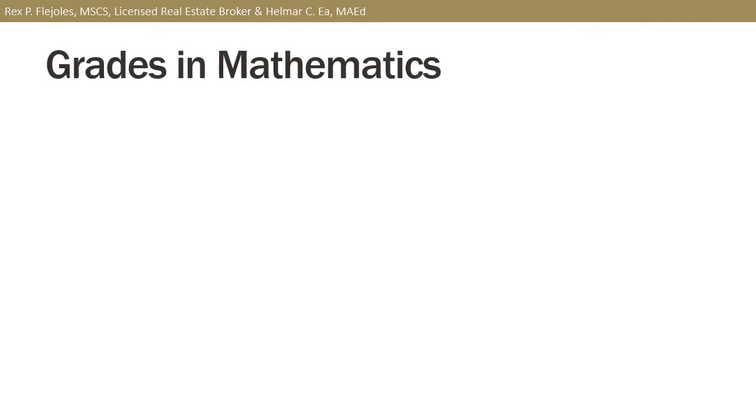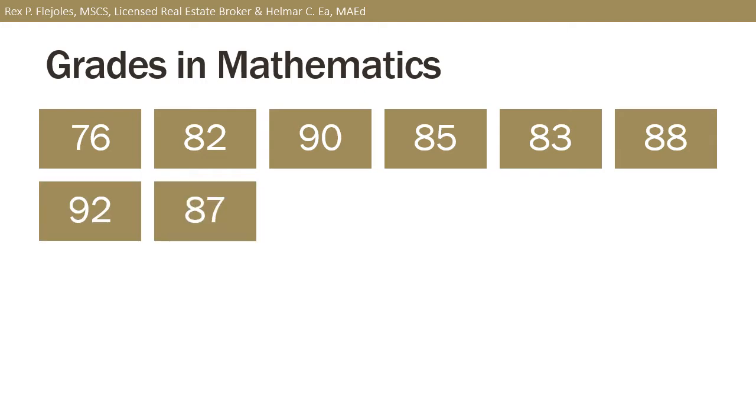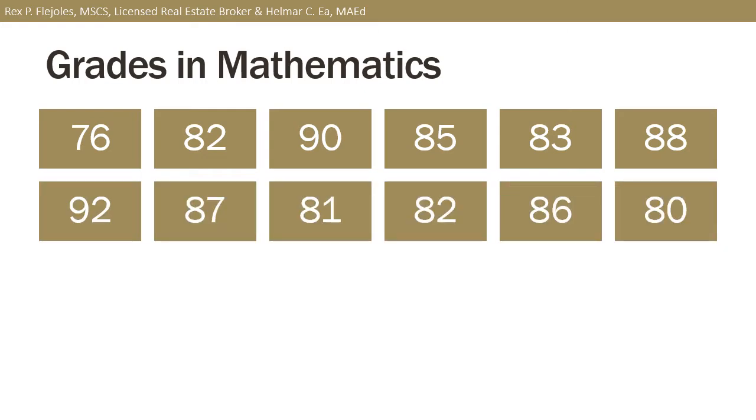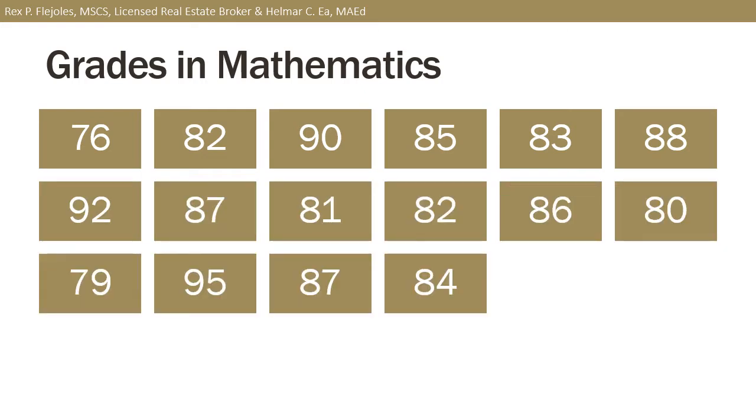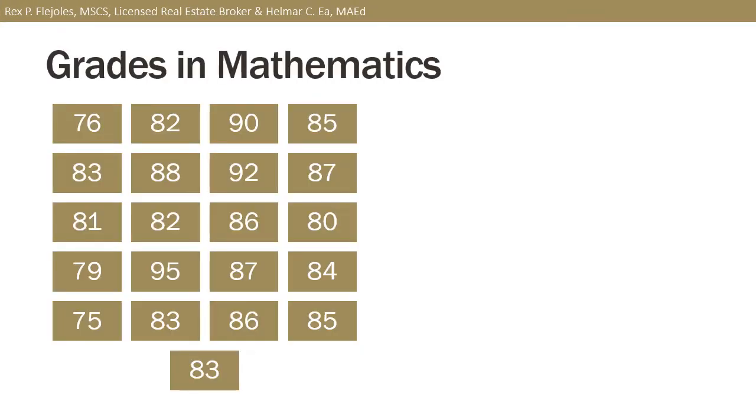For better understanding, let us have this example. Given the following grades in mathematics, we are going to construct a distribution of mathematics grades. Step 1. Decide the number of classes. To determine the number of classes, we are going to apply the 2 to the k rule. Hence, we need to determine the number of observations, which we refer as n. In this set of data, there are 21 values. Hence, n is 21.